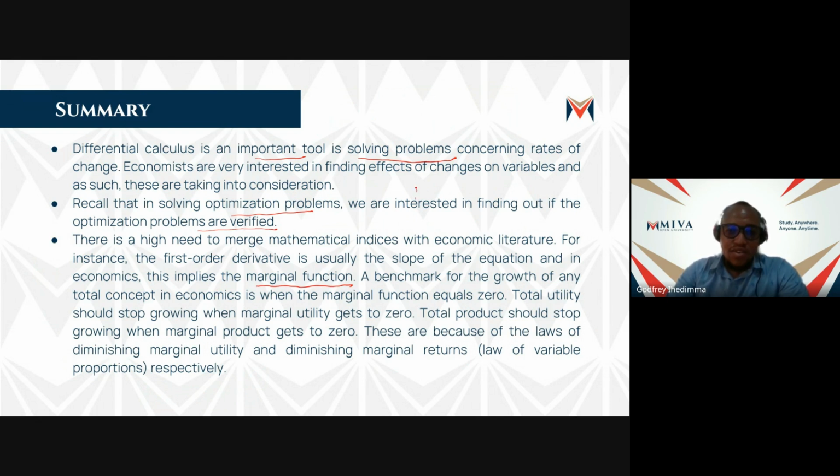I'll give you an instance. Look at total product. The graph of total product is like this. This is total product. It keeps increasing. Now look at this point. At the maximum here, at that maximum, the marginal product function gets to zero. So the point when total product is at its highest, marginal product is equal to zero.